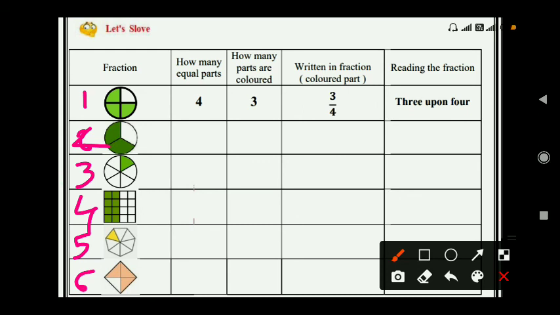For example, in this figure, how many equal parts are there? There are 4 equal parts. How many parts are colored? 1, 2 and 3. 3 parts are colored. Written in fraction, 3 upon 4 or 3/4. Reading the fraction: 3 upon 4. Now you have to solve the remaining figures by yourself and it's your homework.